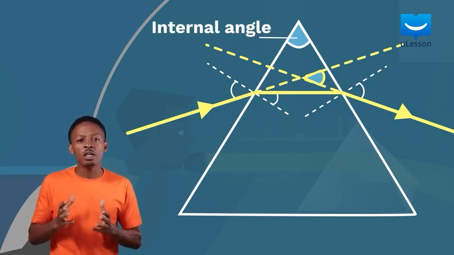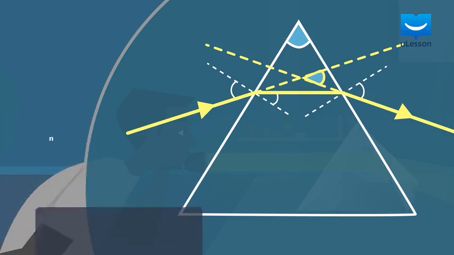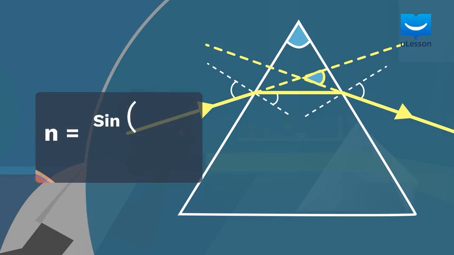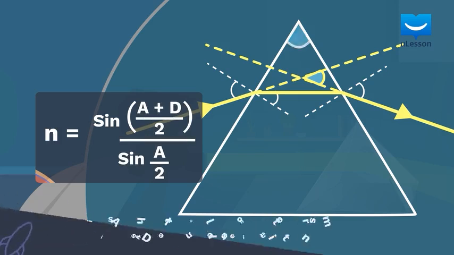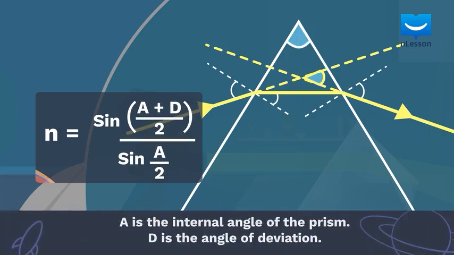The refractive index for a prism is given by n = sin((A + D)/2) / sin(A/2). Note that A here is the internal angle of the prism and D is the angle of deviation.